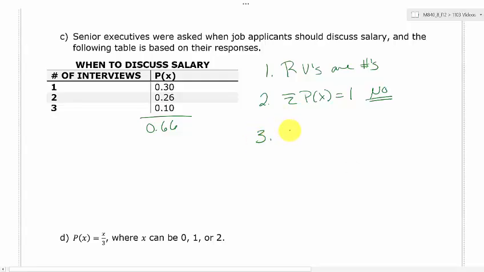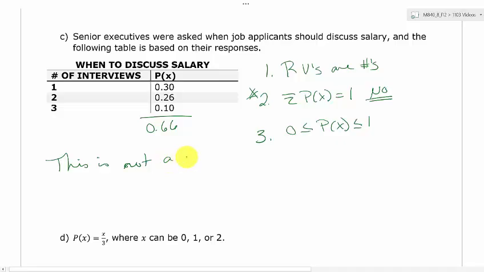And the other one is met, the last one. 0 is less than or equal to p of x is less than or equal to 1. So all of these probabilities are numbers between 0 and 1, but number 2 is not met. So this is not a probability distribution, because the sum of p of x is not equal to 1.